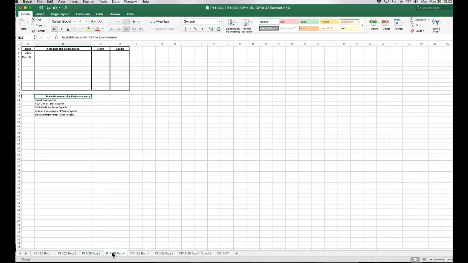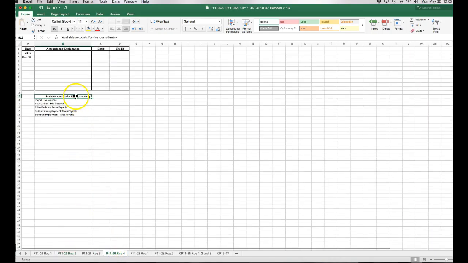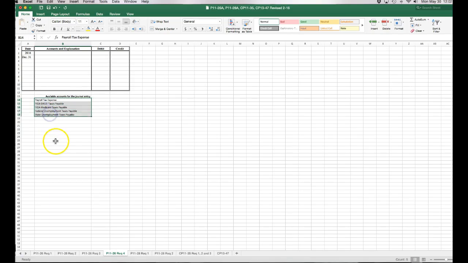Requirement 4 is the journal entry for the employer portion. And again, we're going to be using the same amounts that we calculated in requirement 2. You're just going to list them here as a journal entry. And here's your available accounts that you're going to be using to do that journal entry. Again, remembering that an expense is a debit and payables are credits.